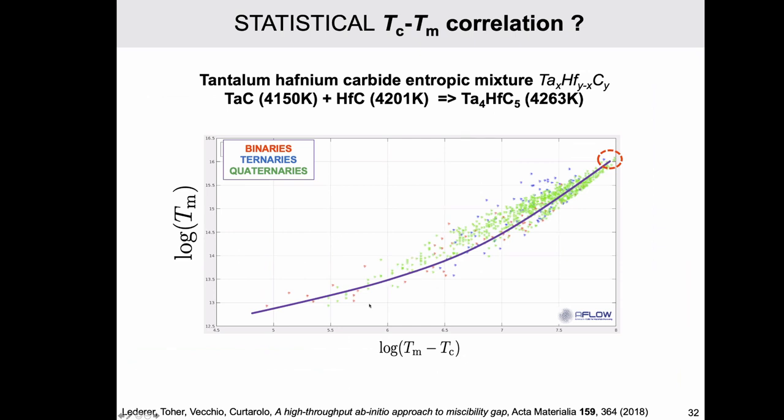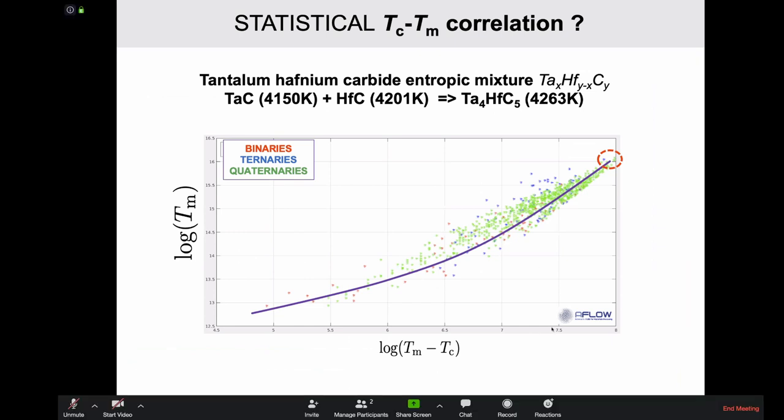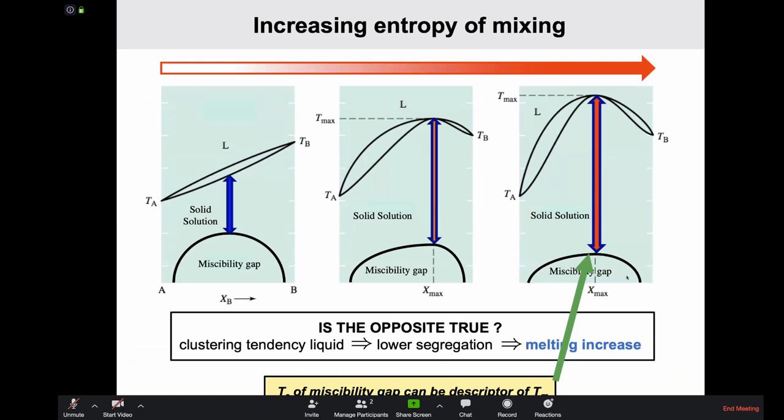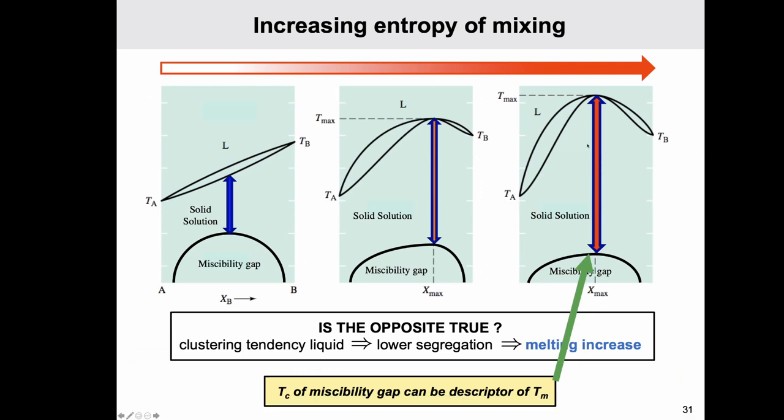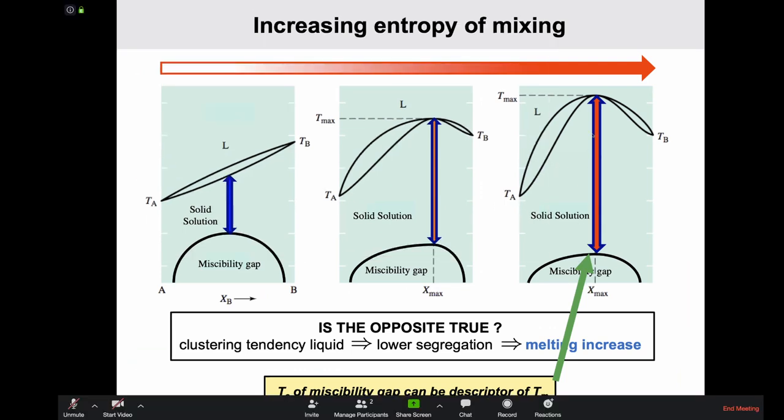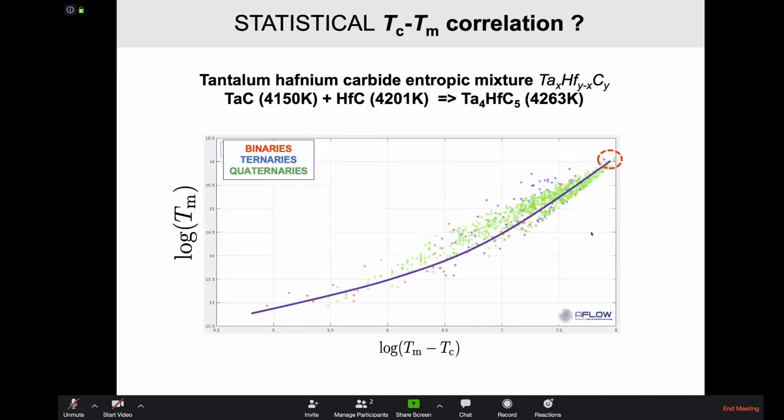We see that if we are able to increase the distance, which means that we are able to reduce TC, we are able to increase TM. So to increase the melting, I need to reduce the critical temperature of the miscibility gap. So it means that I need to go down. So I need to create a solid solution with a very big temperature stable region, and my melting point is going to go up.